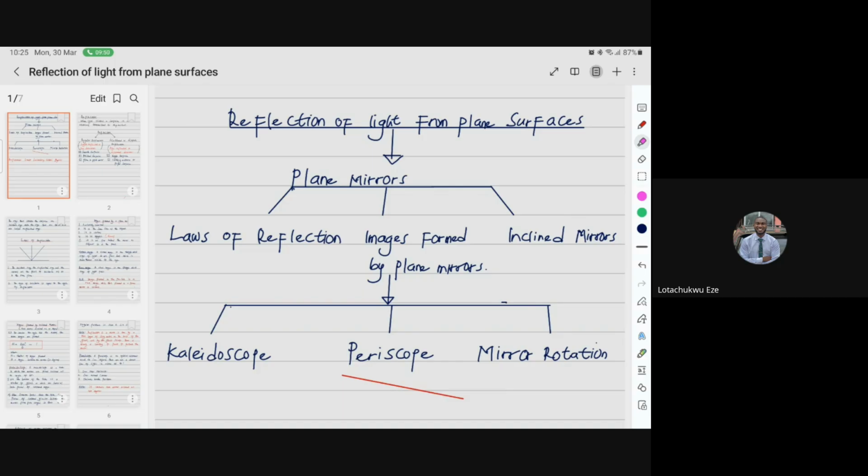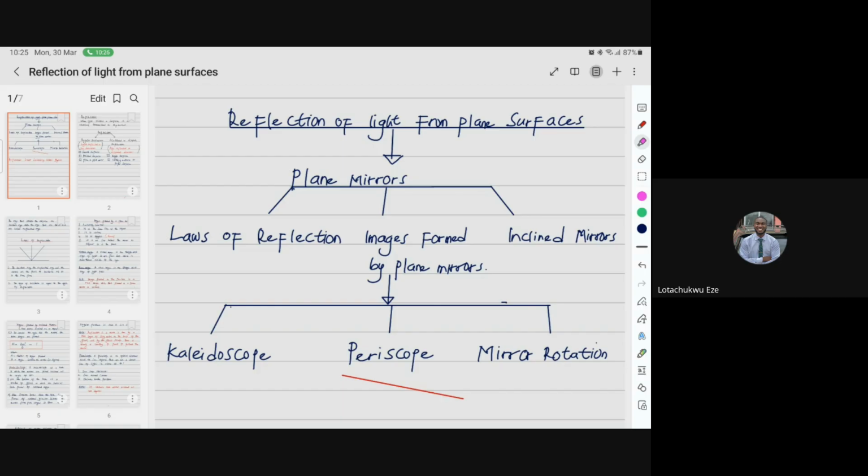So this morning we'll be looking at reflection of light from plane surfaces. Last week we looked at waves, the equation of waves, and how to handle basic calculations under waves. We also looked at rectilinear propagation of light, that light travels in a straight line. We looked at eclipse, shadow, and the pinhole camera, and solved questions on the pinhole camera.